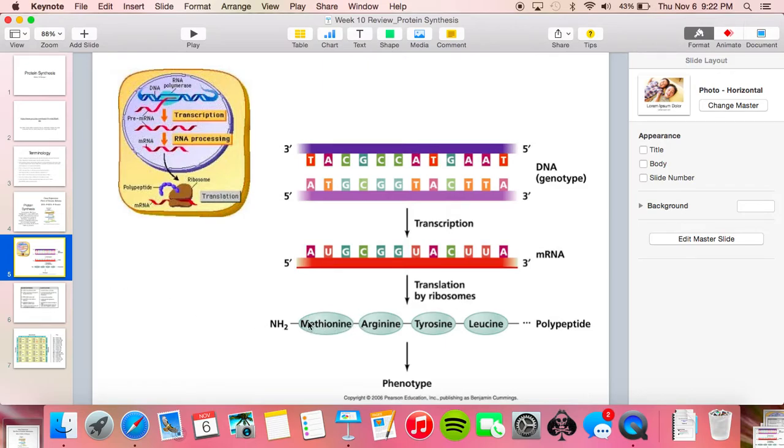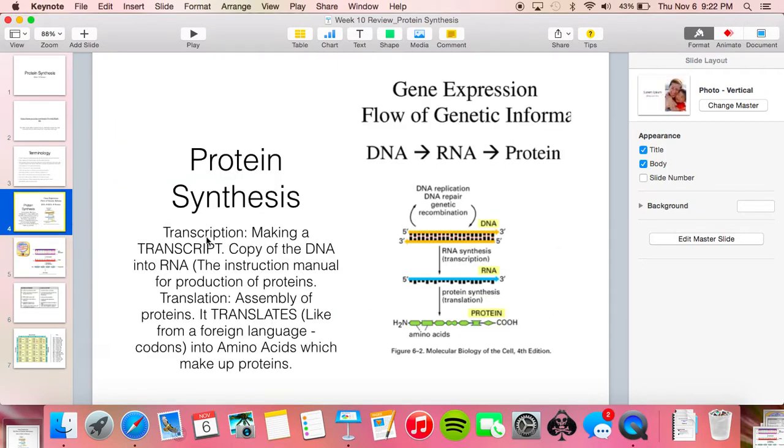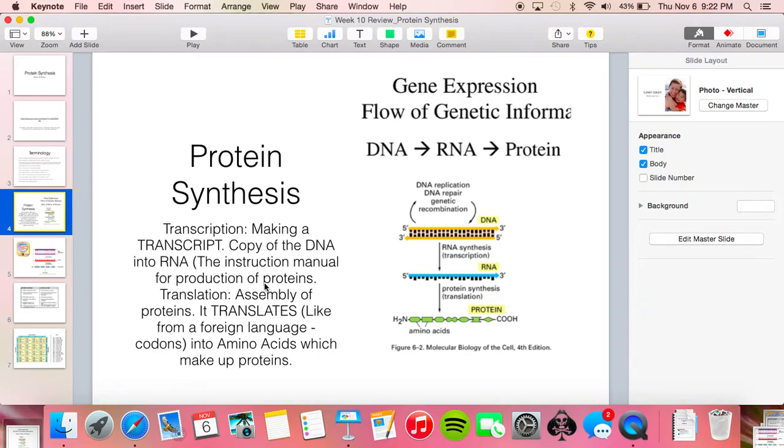and a bunch of these amino acids put together is a polypeptide chain, and then that would make a protein. But yeah, so that's basically the flow of genetic information. So it goes from DNA to RNA to protein. So you can see right here, DNA is double-stranded.